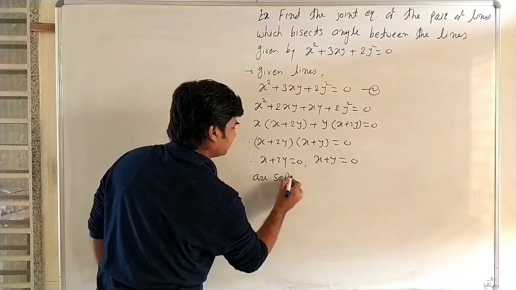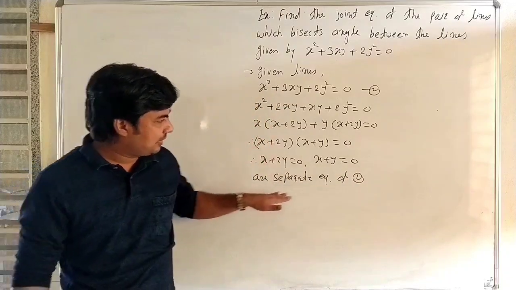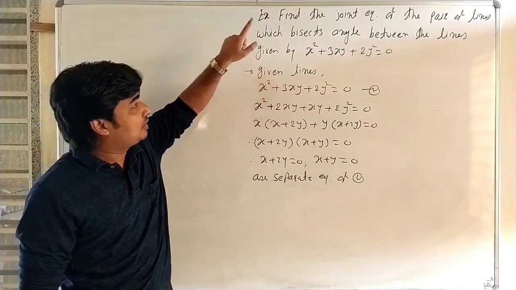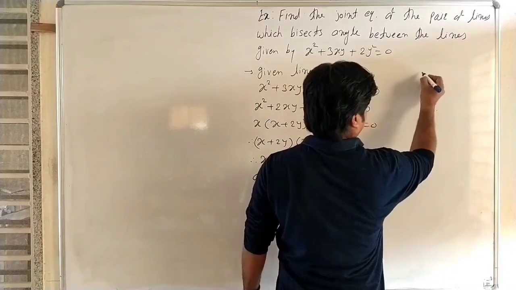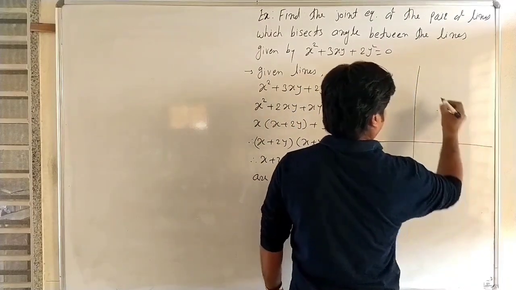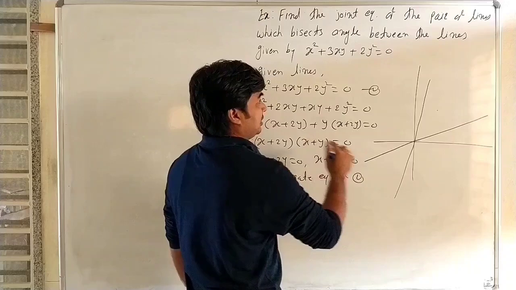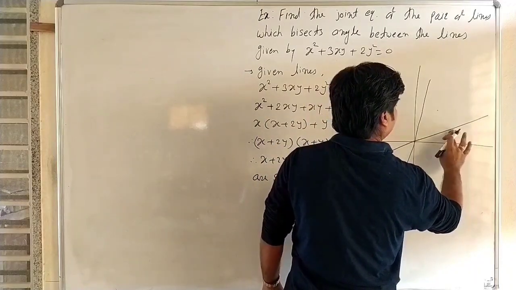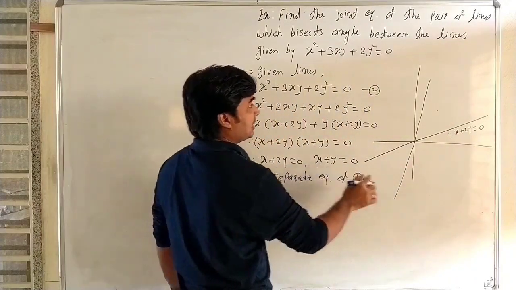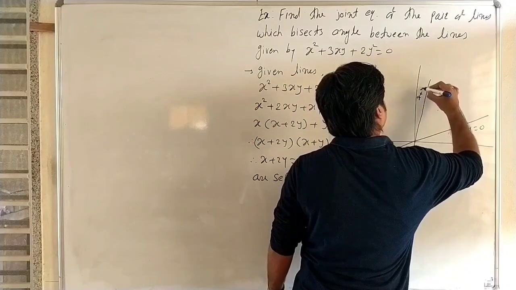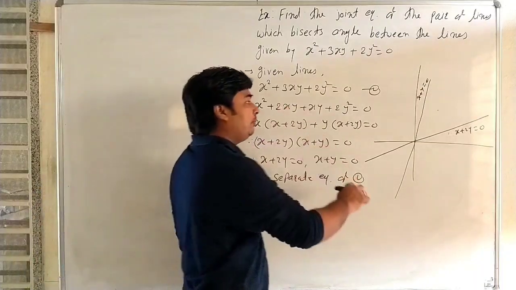These are the separate equations of 1. Now we find the combined equation of lines which bisect the angle between these two lines. Suppose these are the two lines: x plus 2y equal to 0 is the first line, and the second is x plus y equal to 0. We find the combined equation of lines which bisect the angle between these two lines.